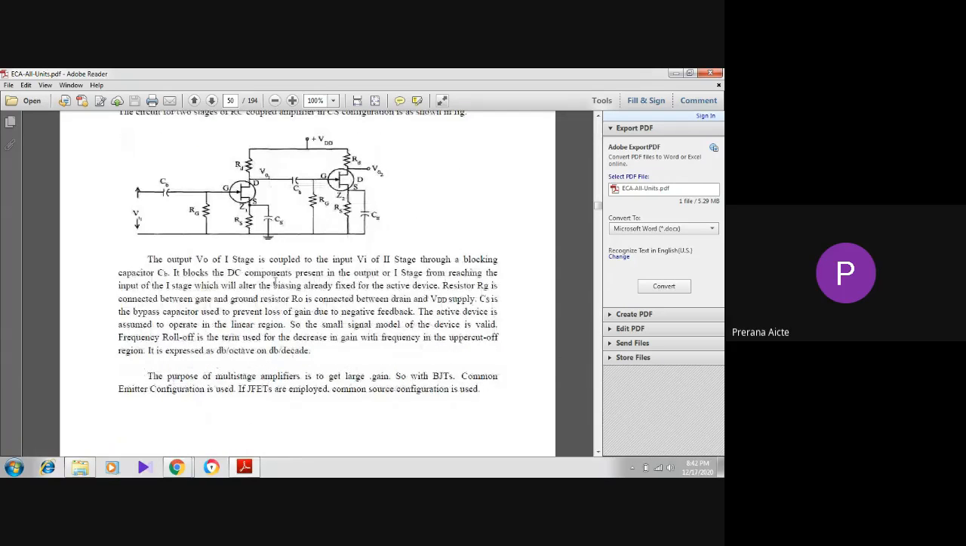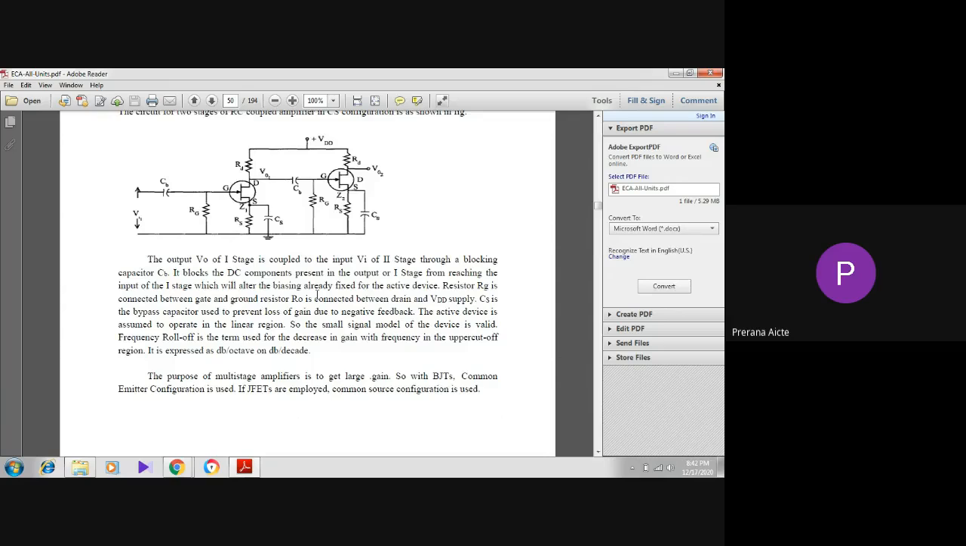See, the output V0 of the first stage is coupled to the input of the second stage through the blocking capacitor CB. It blocks the DC component present in the output of the first stage from reaching the input of the second stage, which would alter the biasing already fixed for the active device. Resistor RG is connected between gate and ground. Resistor RD is connected between drain and VDD supply.